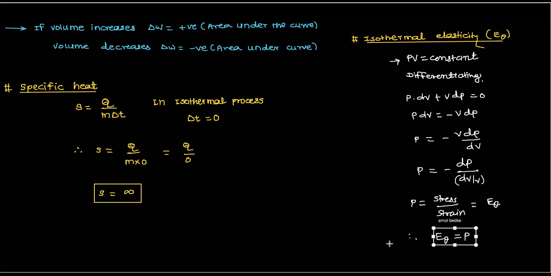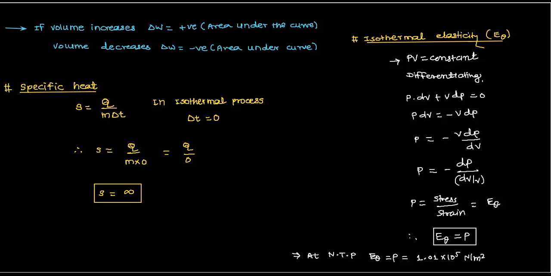At normal temperature and pressure, at NTP, E theta or P is equal to how much? Atmospheric pressure. How much is the value? 1.01 into 10 to the power 5 Newton per meter square. Keep it in mind. This is your isothermal elasticity.